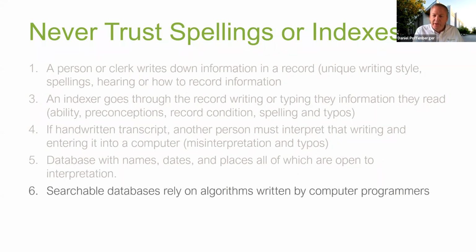And also know that these databases are relying on computer programmers to write algorithms, which are formulas for deciding, here's what was put into the search boxes. What does this mean? And how am I going to pull up information based on that?